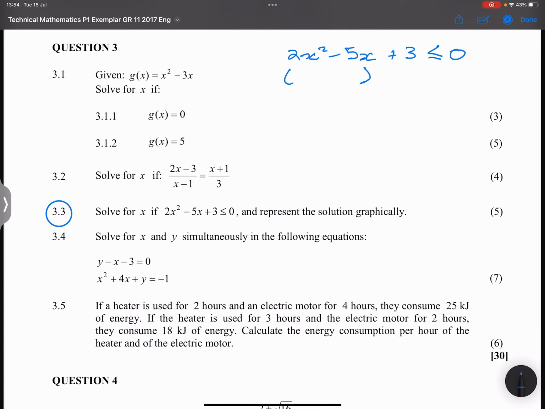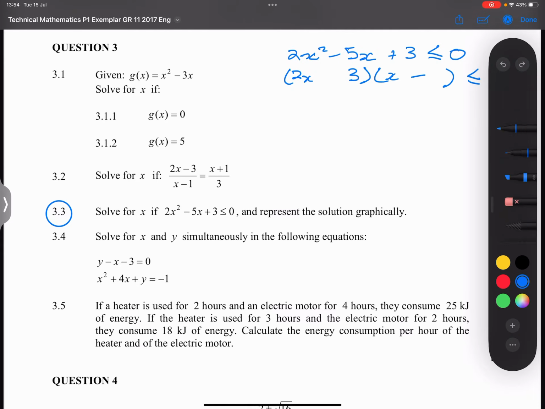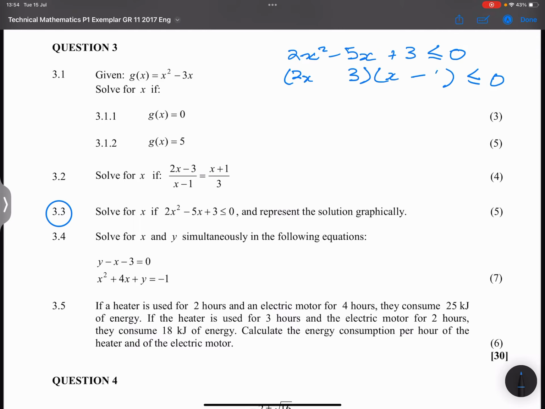So let's factorize. So that would be less than or equal to 0. I've got 2x, and I've got x over here. We want to create minus 5x, so that means I'm going to have 3 and 1 over there. That's going to be x minus 1. That's minus 3. So notice I'm going to have minus 2x minus 3x.